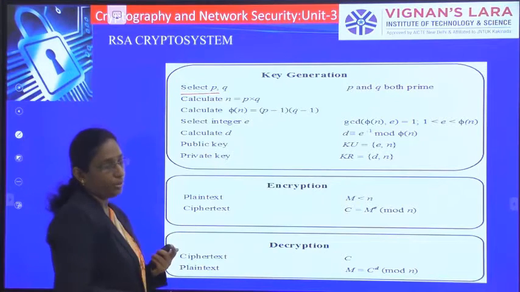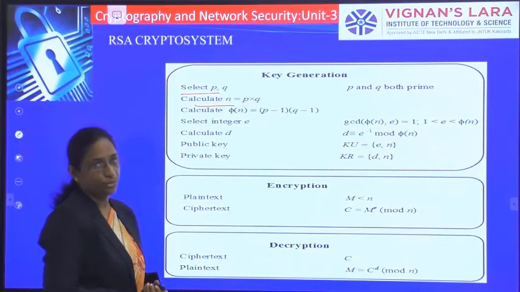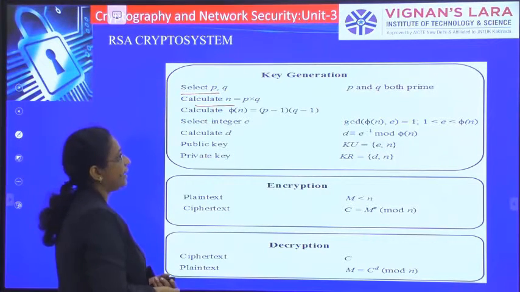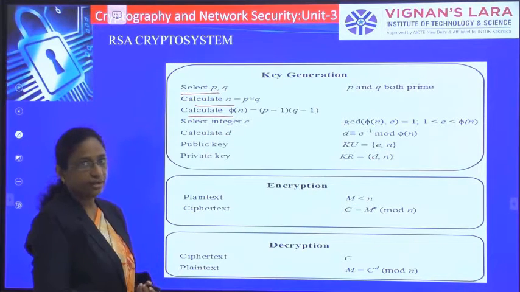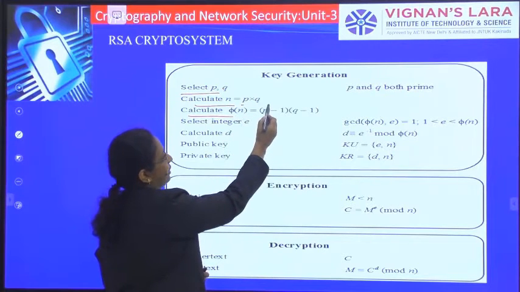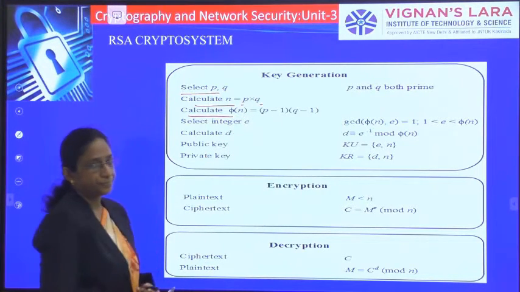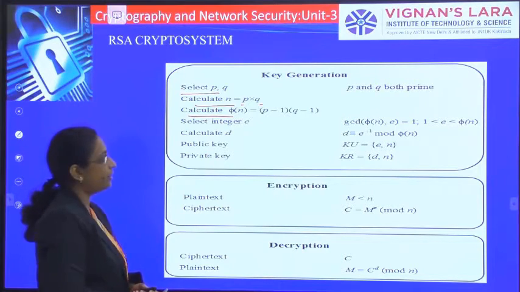Okay, P comma Q, and then he will be calculating the n value, n equal to P into Q. Then he calculates the Gaussian function phi of n, where phi of n is equal to (P minus 1) into (Q minus 1).